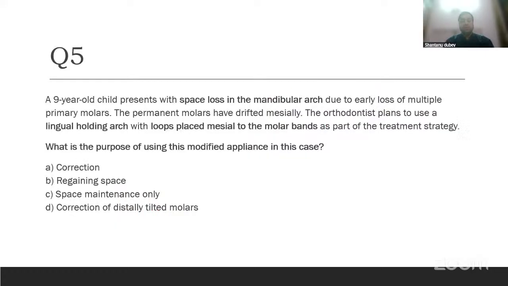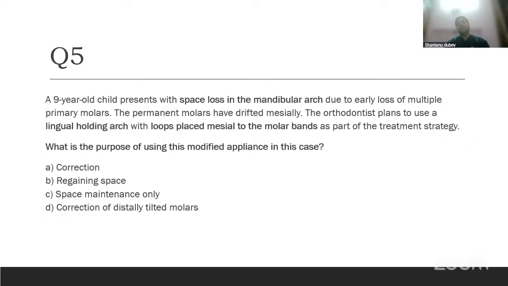Okay, another question. A 9 year old child presents with space loss in the mandibular arch due to early loss of multiple primary molars. The permanent molars have drifted mesially. The orthodontist plans to use a lingual holding arch with loops mesial to the molar bands as part of the treatment strategy. What is the purpose of this modified appliance in this case?